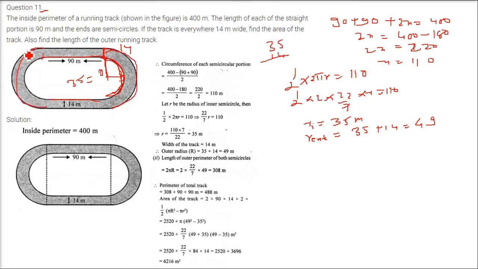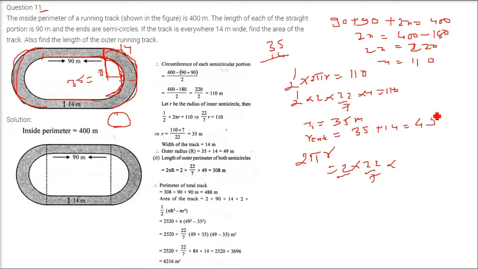So it's a circle basically. If I combine these two, like this one and this one, it is a circle. So I have to find 2 pi r of both of these, this one and this one. So 2 pi r, as I said, is 2 into 22 by 7 into the radius.